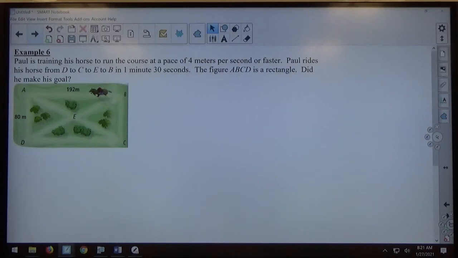Okay, for example 6, Paul is training his horse to run the course at a pace of 4 meters per second or faster. Paul rides his horse from D to C to E to B in 1 minute and 30 seconds. The figure ABCD is a rectangle. Did he make his goal?